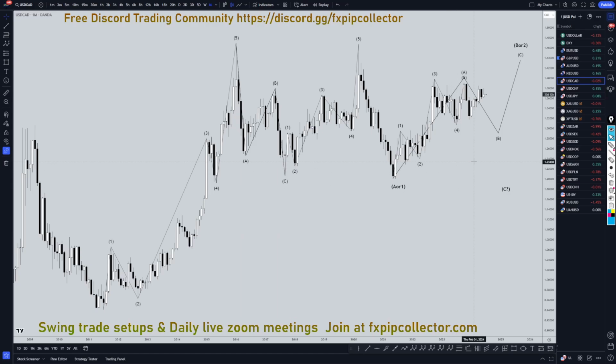Today is Monday, July 1st, and I'm going to be analyzing the US dollar Canadian, starting on the monthly, working my way down to the 1 hour time frame for the full top down analysis.